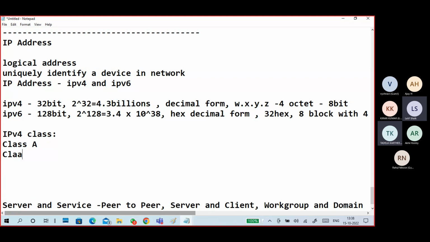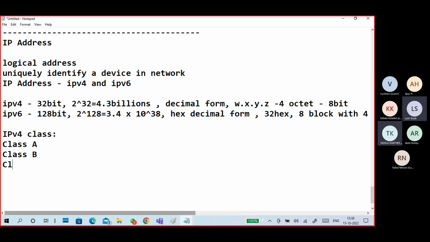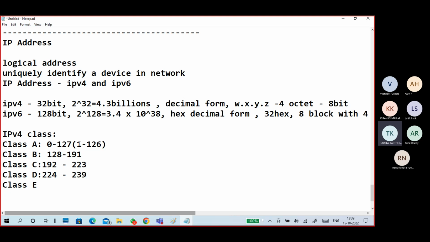Class A, class B, class C. Class A is 1 to 127, or 1 to 126. Class B is 128 to 191. Class C is 192 to 223. Then 224 to 239, and 240 to 255.